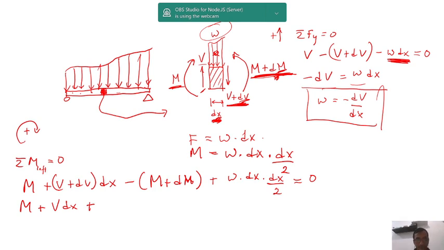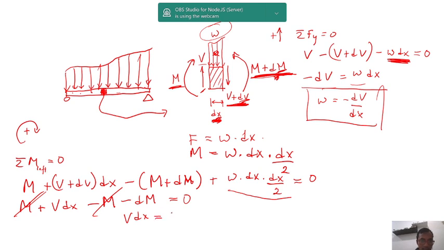Then we will have m minus m here, and we will have minus dm here, and then the last one, w multiplied by dx multiplied by dx per 2, dx multiplied by dx. So very small multiplied by very small. So we will neglect that as well. Will be equal to 0. This and this, we can cross it out because it's minus each other. So at the end, what you will get is phi dx is equal to dm.